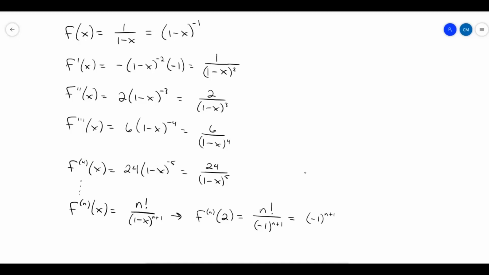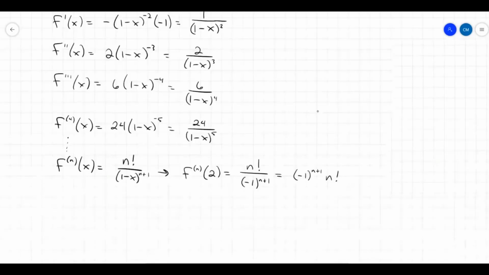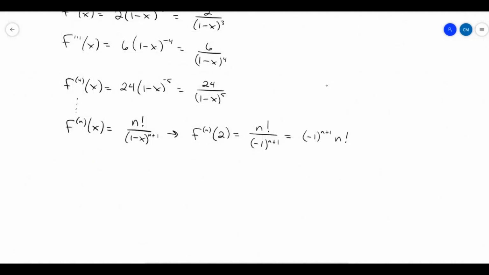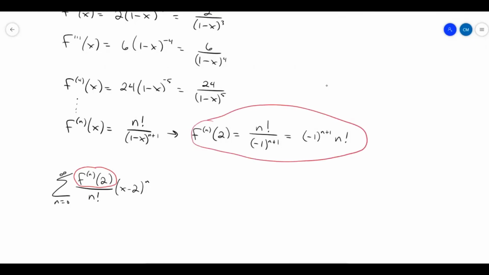And in fact, just to make things a little bit easier, that can also be written like this, because if it's just alternating pluses and minuses, it doesn't matter whether you put that in the numerator or the denominator. So again, thinking about what the formula is, it should be this: f^(n)(2) over n factorial, times (x minus 2) to the n. That's what I had written above. Same thing. What I just found here, that's what I wanted. And there I am. That's the step.